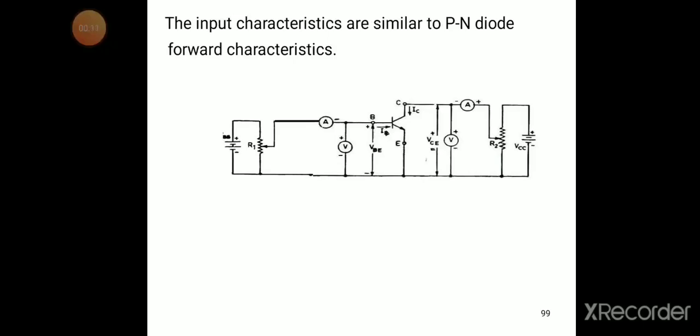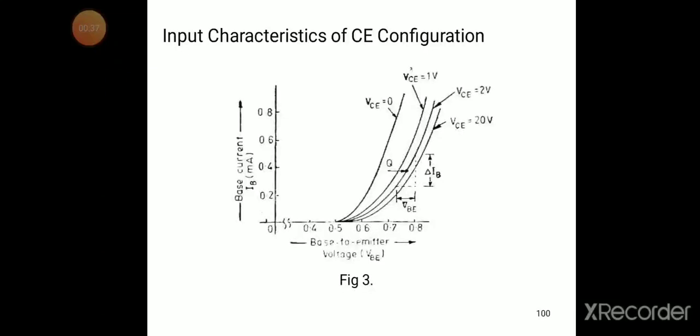You can see the input characteristics are similar to the PN diode forward characteristics. As we already know, the emitter-base junction is just like a PN junction diode, where the voltage is almost 0.7 V only. So we have characteristics like the PN junction diode. Now we see the input characteristics of the common emitter configuration.